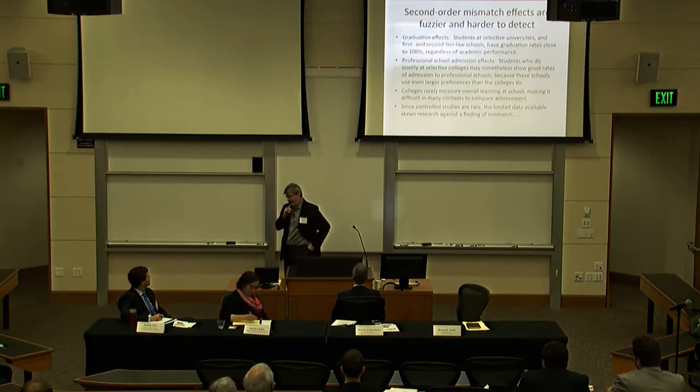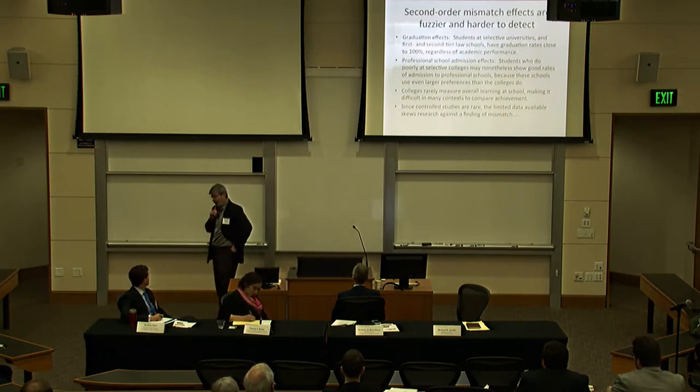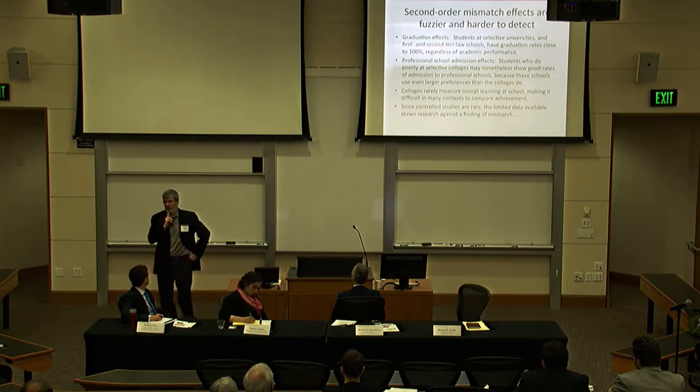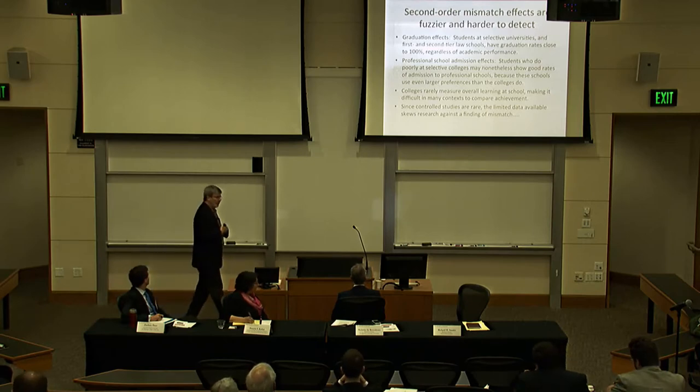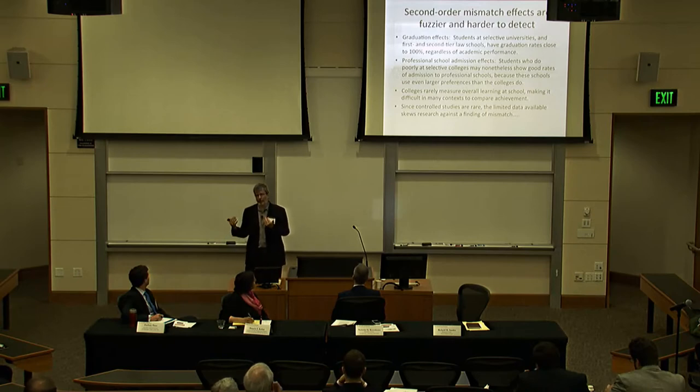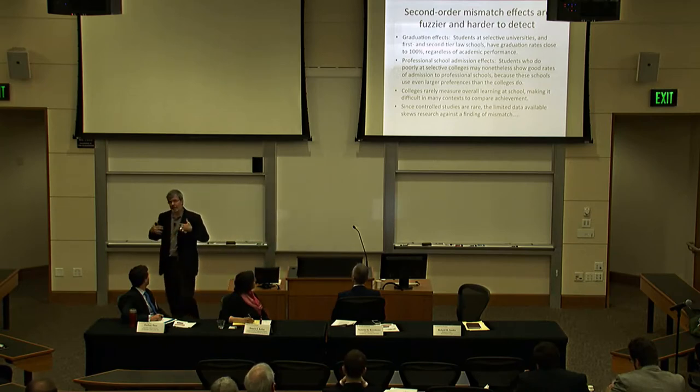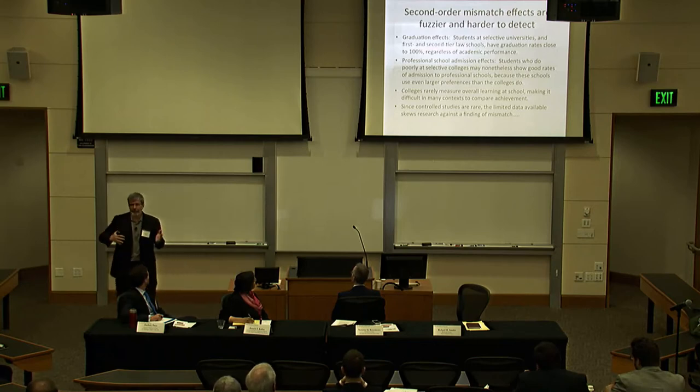Second order effects are things like college graduation or law school graduation. They're second order effects because there's no direct causal mechanism that one would postulate between a mismatch effect and a graduation outcome. It has to be mediated by something else, like, if I'm mismatched in a school, then maybe I'll get lower grades because I'm learning less or because of the competition, and then that might lead me to not graduate at a high rate.